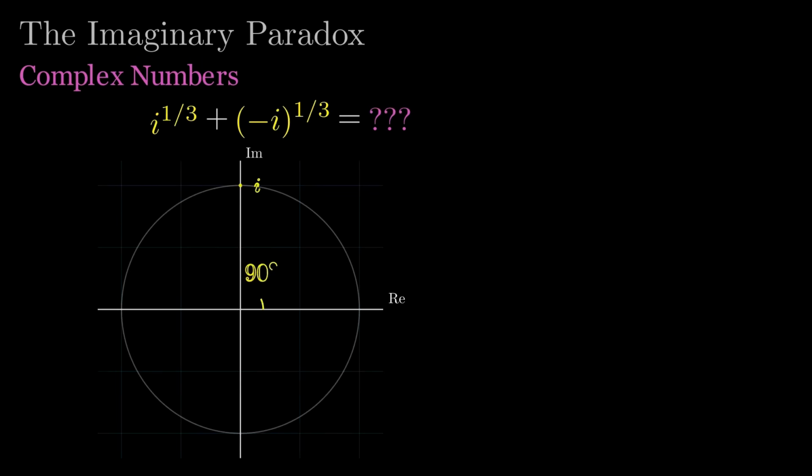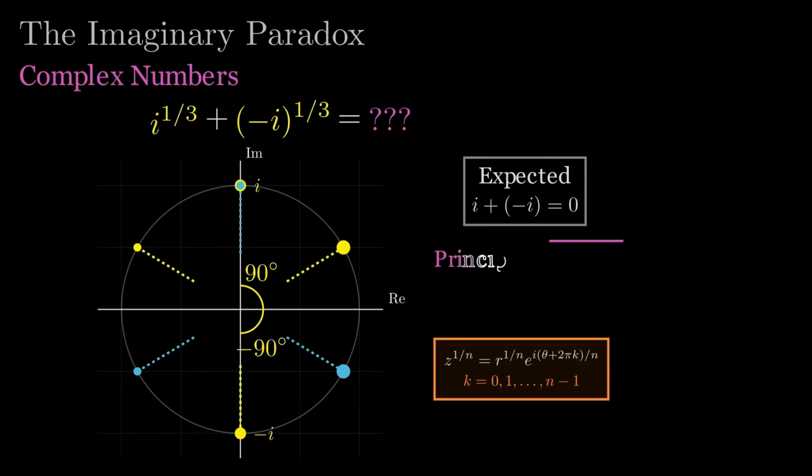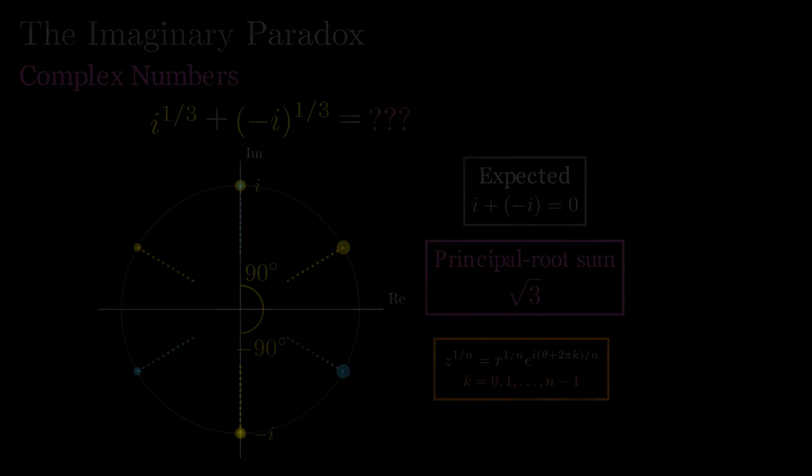Here's the trap. Complex cube roots are not unique. Each number has 3 cube roots, 3 answers, spaced evenly around the complex plane. So if you pick the principal cube root of i and the principal cube root of negative i, their sum is not 0. It becomes square root of 3. Now let's map all the roots and see why a reasonable choice gives a totally unexpected result.